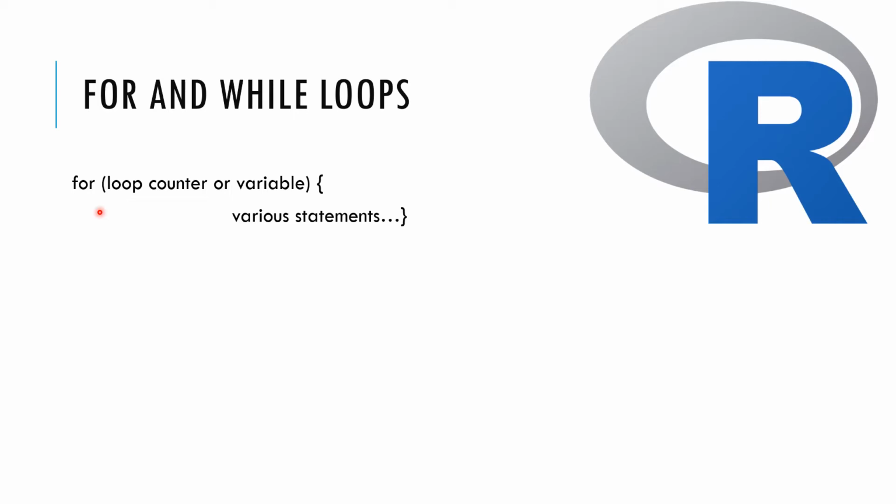So for loop is like for, and then in the bracket you put those counter variables, and then in the curly braces you put the various statements that you're going to use. So we'll look at the example here.